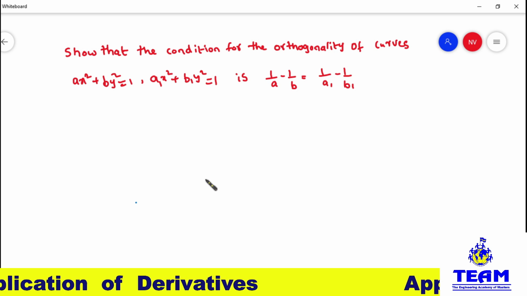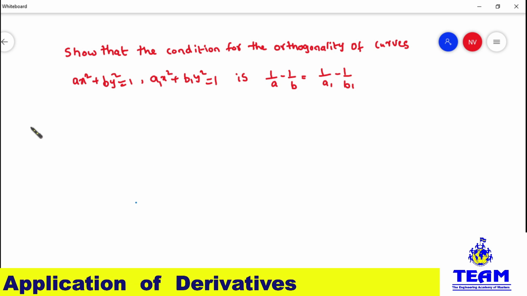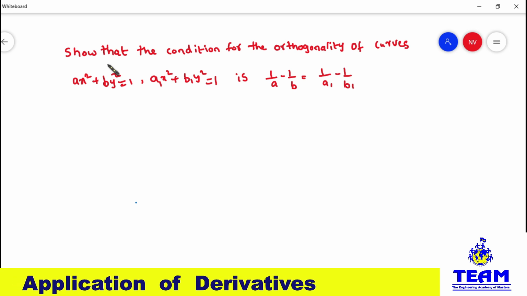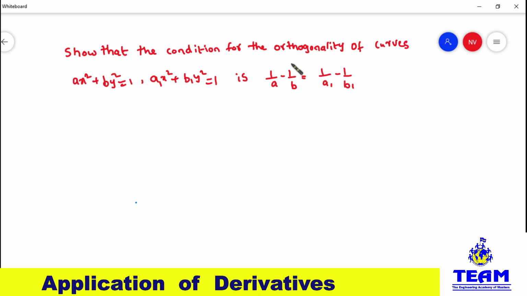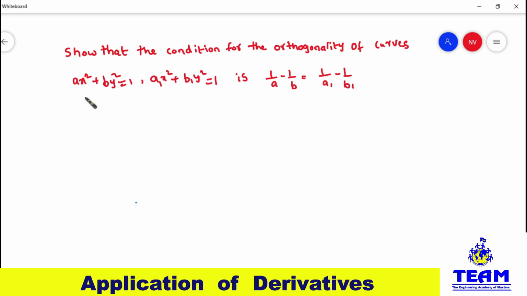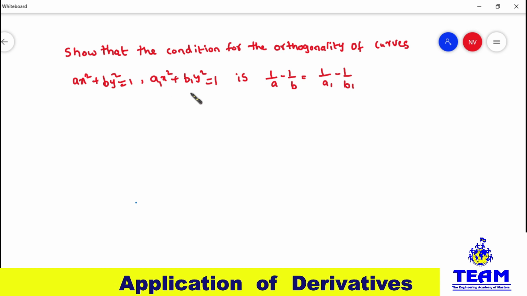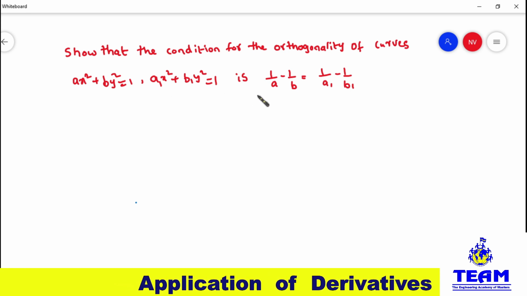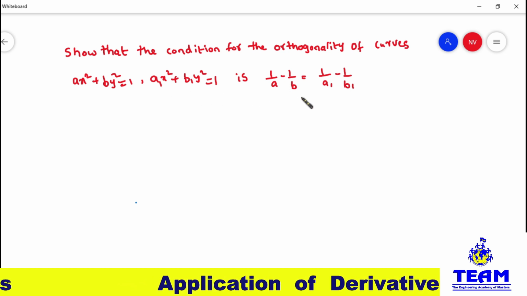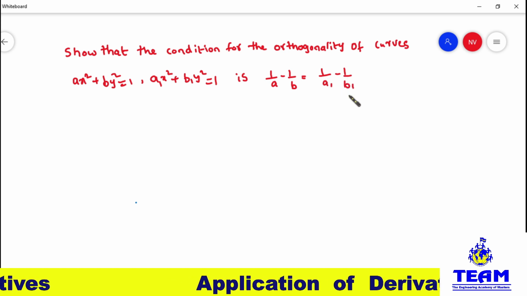Friends, in this video we are solving a problem on application of derivatives. The given problem is: show that the condition for orthogonality of two curves ax square plus by square is equal to 1 and a1x square plus b1y square is equal to 1 is 1 by a minus 1 by b is equal to 1 by a1 minus 1 by b1.